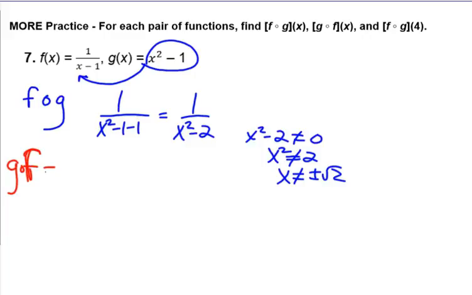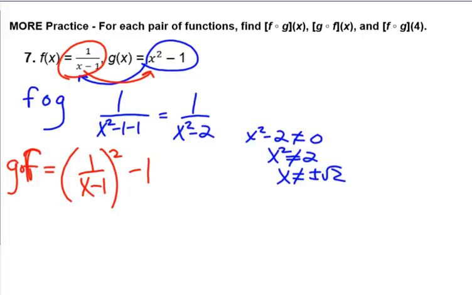G of F. This into here this time. It's not that bad. Square the top and we get 1. Square the bottom carefully. X squared plus 1x minus 1x, squared minus 2x.